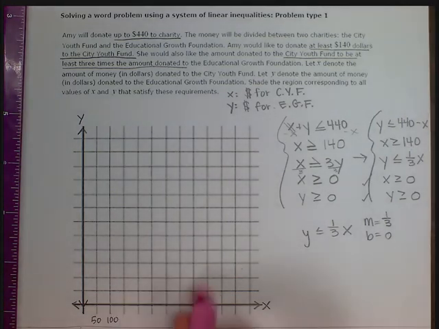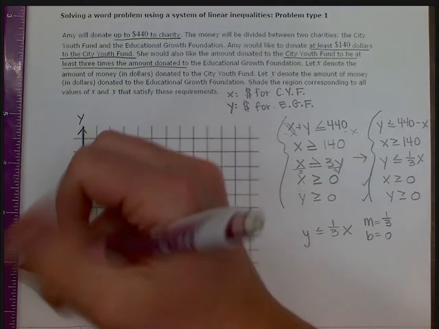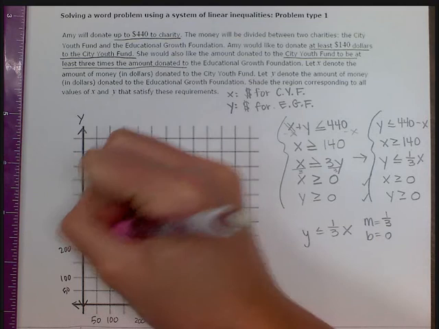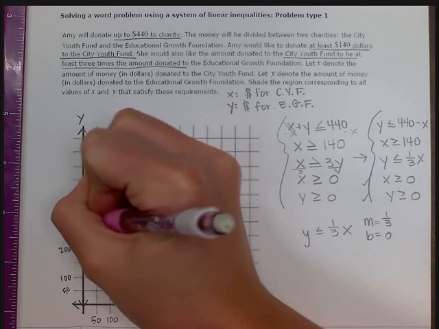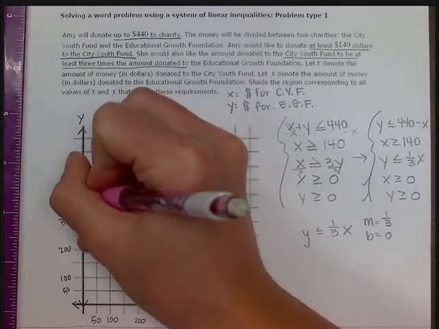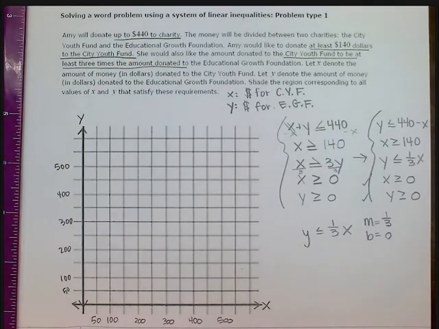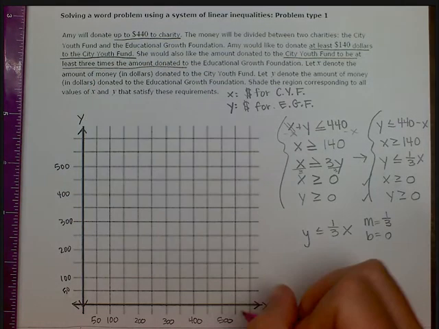So this one's 150, 200, 250, 300, 350, 400, 450, 500. And I'm going to do that on both axes. So 50, 100, 150, 200, 250, 300, 350, 400, 450, 500. And we'll just stop there for now. Okay, well, we might as well put a 600.